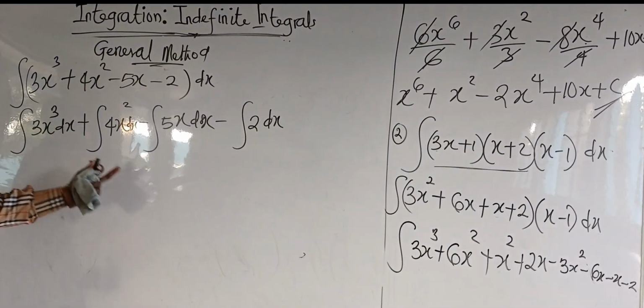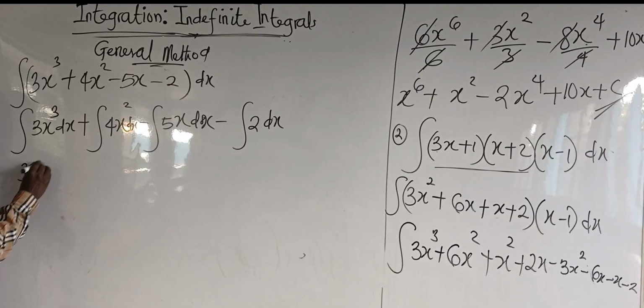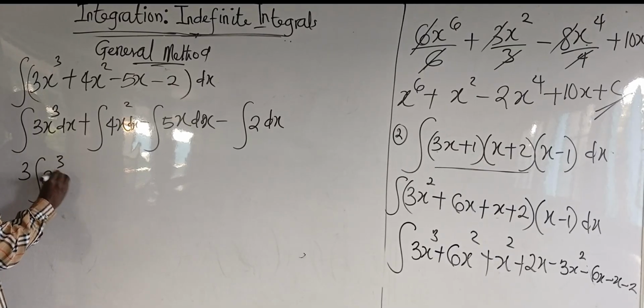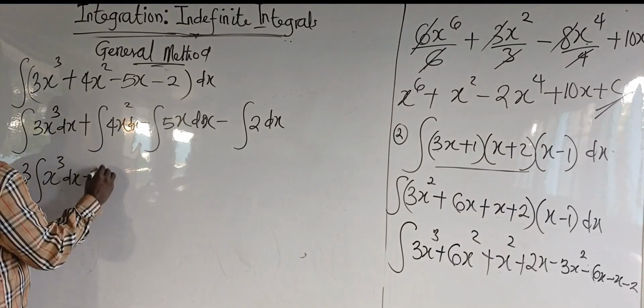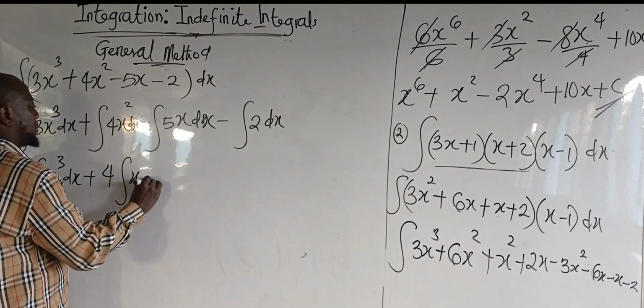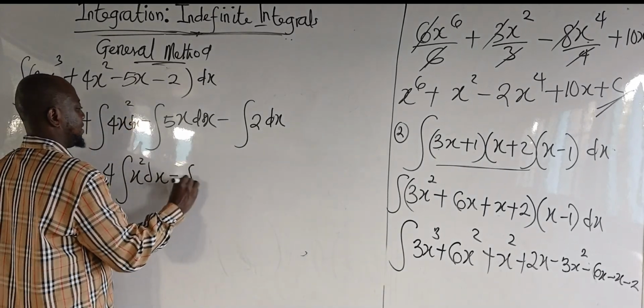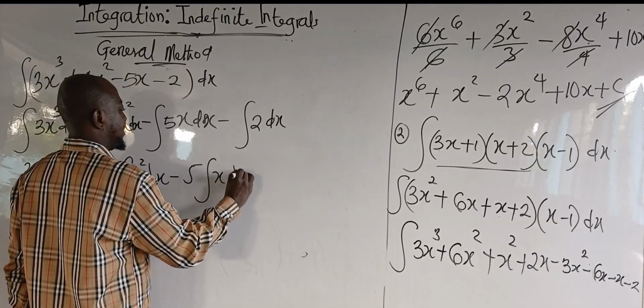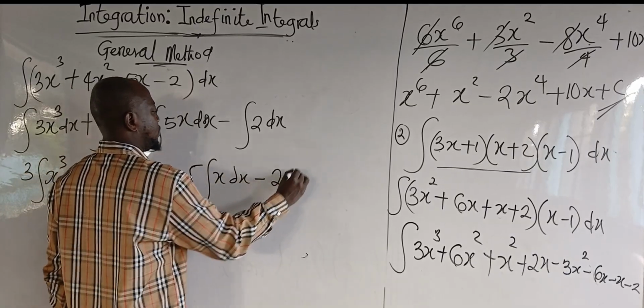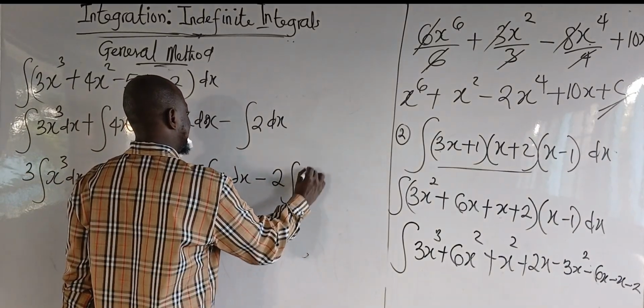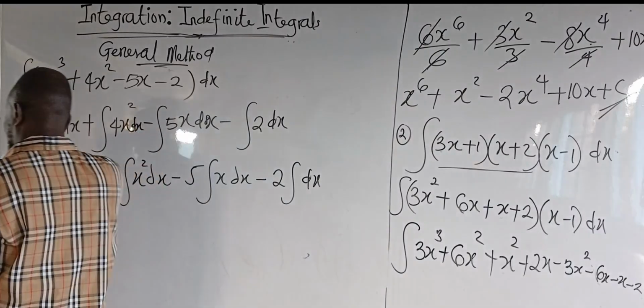So next up now, take out the coefficient. So I have this one here. So x cubed dx here, plus take it out, x squared dx. This is the x squared, please. So minus 5 out. So I'll have the x here, minus 2. This is the x, or 1 dx as the case will be.